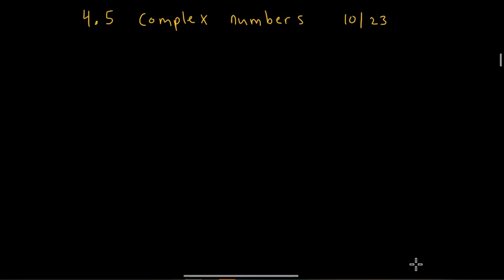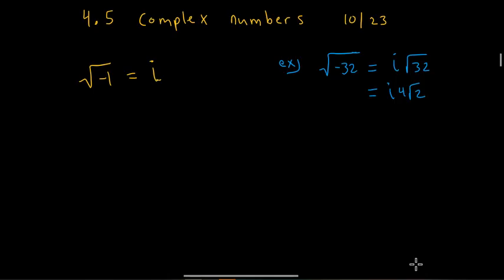Complex numbers: basically what we're talking about here is that the square root of -1 equals i, right? i is this little concept or idea that allows us to calculate negative square roots. For example, if you have the square root of negative 32, you can change that into i times the square root of 32, right? Which you would then say is i times 4 roots of 2.